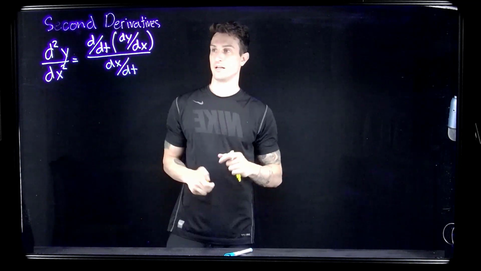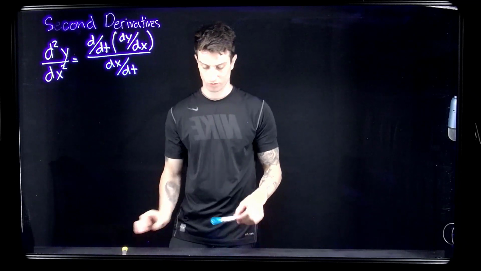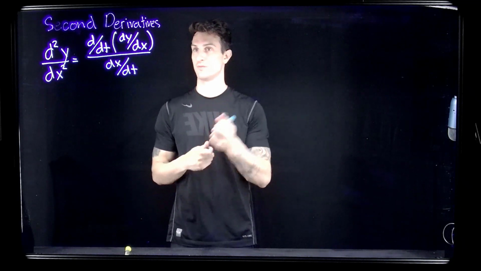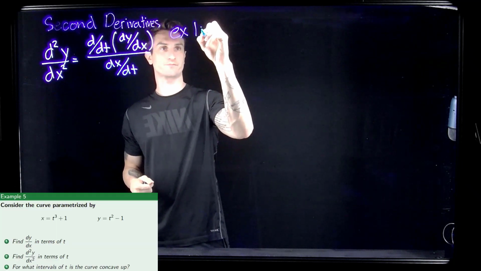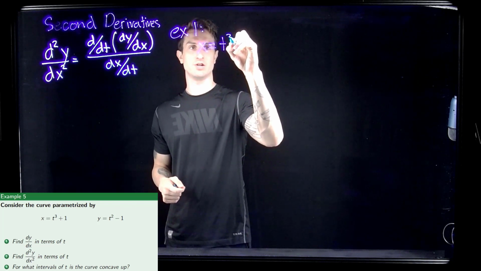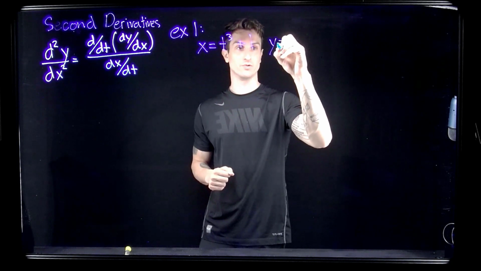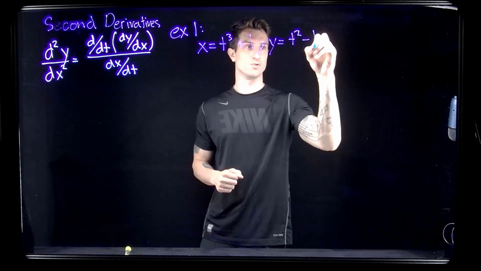We worked on finding our first derivative in the last video, right? So all we're doing is one more derivative, essentially, right here. We'll have to divide it by something extra, but let's go ahead, we'll jump into an example. So example 1, we'll say x is equal to t cubed plus 1, where y is equal to t squared minus 1.